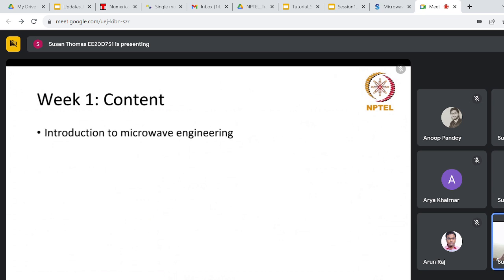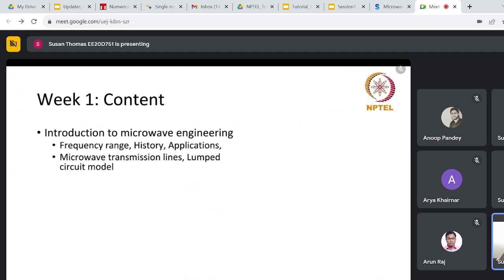The very first lecture is on introduction to microwave engineering, wherein you have seen what is the frequency range of the microwaves, what is the history. As I told before, microwave started with radars and the application of radars in defense area. So the history of microwave engineering is from military and radars. But what we right now want to focus on as the fundamental is the microwave transmission lines.